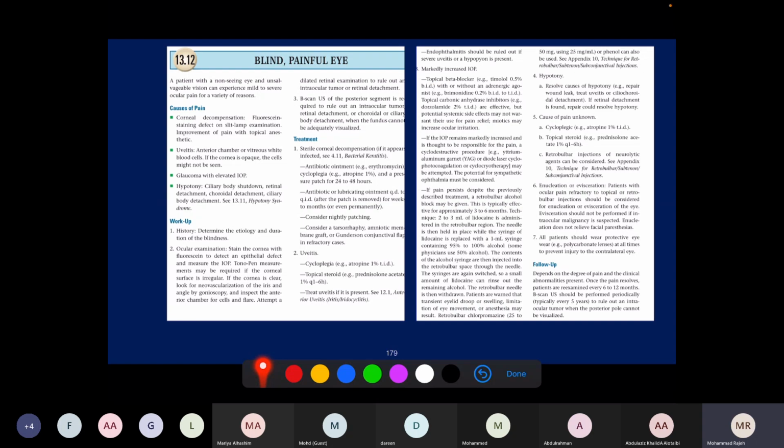This is from Bullseye Manual. I encourage you to read it. Such a nice summary of blind painful eye. So the causes can be end-stage glaucoma, corneal decompensation, chronic uveitis, hypotony, or of course endophthalmitis. So you're going to treat based on the cause of the pain, okay?